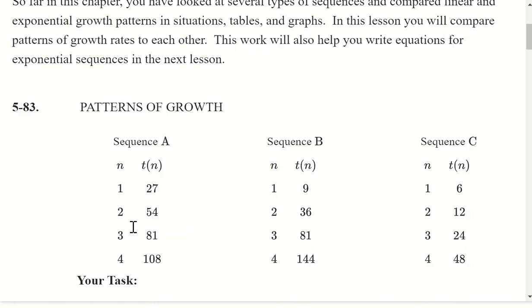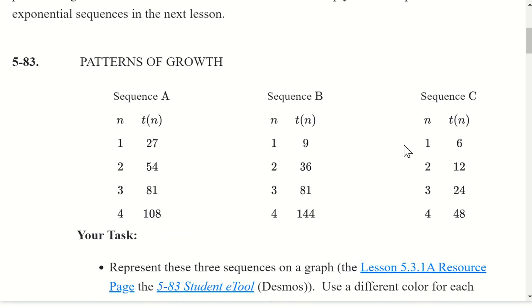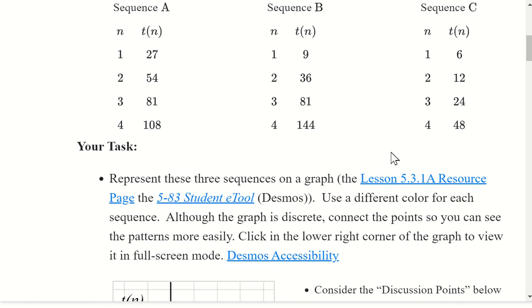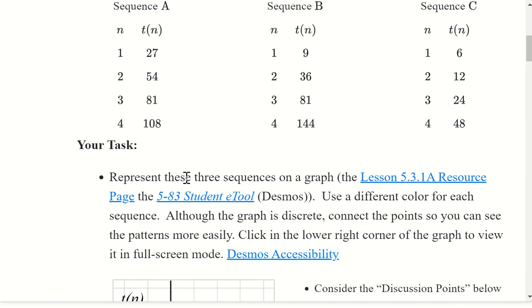So, patterns of growth. Here are 1, 2, 3 sequences. And you're given a task here. It says represent these sequences on a graph. And it looks like we just had to click this and it's going to open it up for us in Desmos. It says use a different color for each sequence. Although the graph is discrete, connect the points so you can see the pattern more easily. Oh, it is a sequence. Therefore, it is discrete because in a sequence, we are restricting our domain to the natural numbers, those numbers that start at 1, 2, 3, etc.